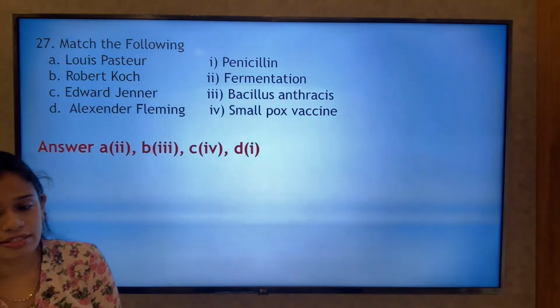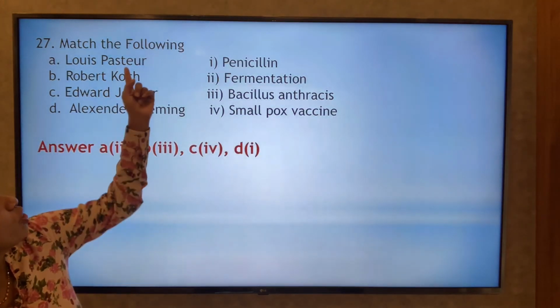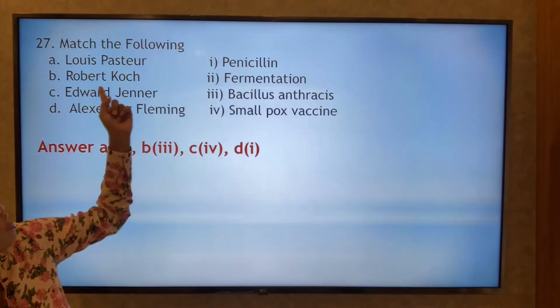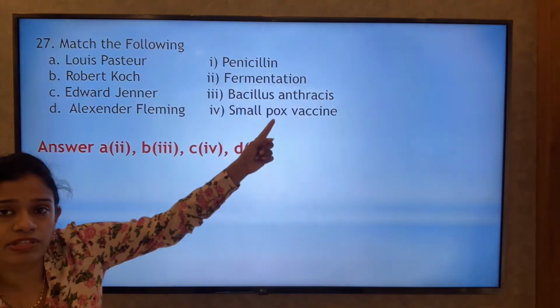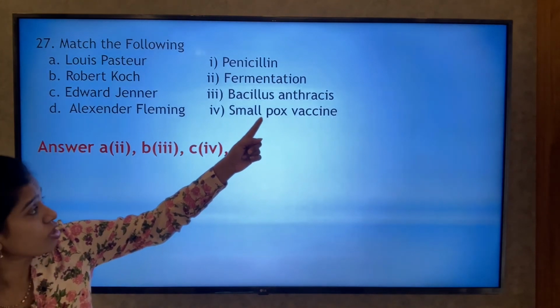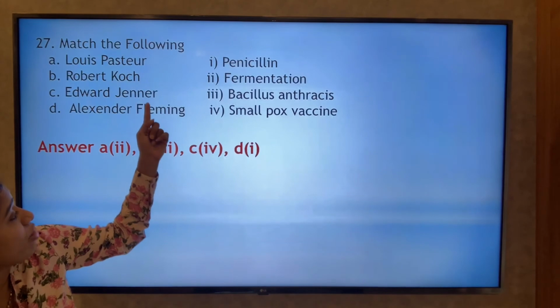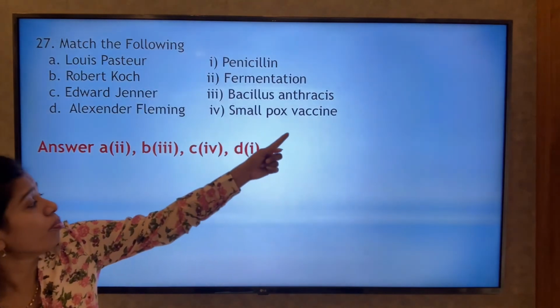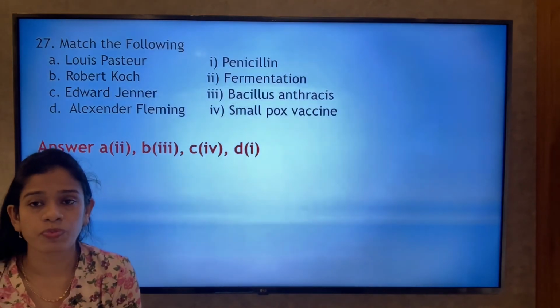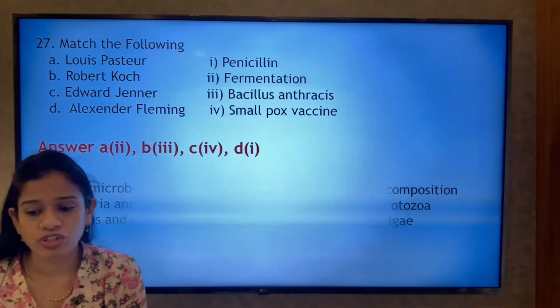So let's see the answer. That is A for 2, that is Louis Pasteur is for fermentation. B for 3, that is Robert Koch for the discovery of the bacteria Bacillus anthracis, which causes anthrax. C is Edward Jenner for smallpox vaccine, and Alexander Fleming is for penicillin. Let's move on to the next question.